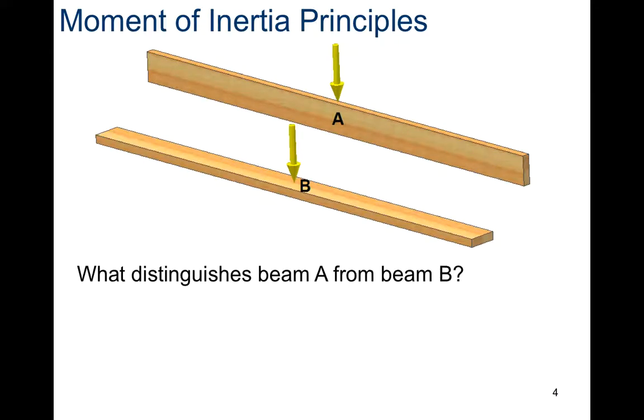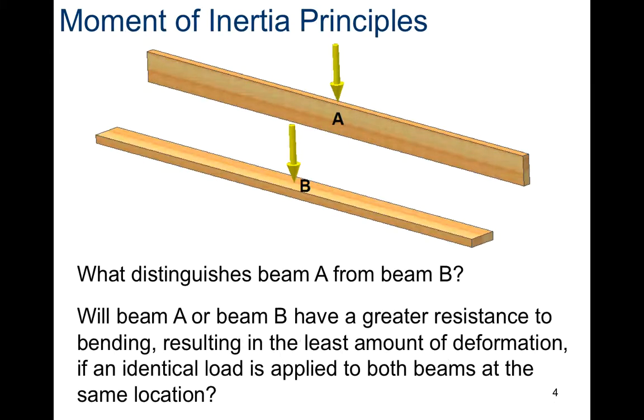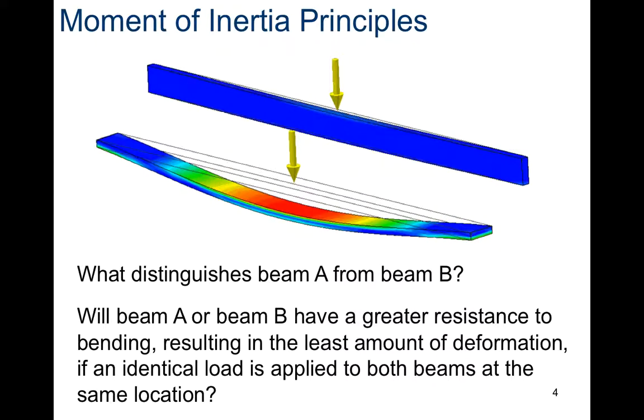And so the idea here is that if we think about beam A and beam B, which of those is going to have a greater resistance to bending and therefore a higher moment of inertia? What do you guys think? Good. Hopefully you said that beam B would be deflecting more than beam A. And just how much more is what we're going to be doing in our experiment today.